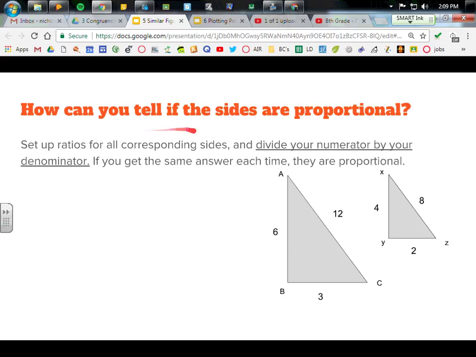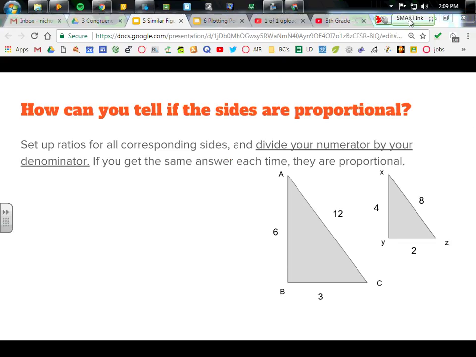So how can you tell if two figures are similar, or if their sides are proportional? First of all, you have to be able to identify corresponding sides, which is what I talked about in my last video. Then you have to set up ratios for all the corresponding sides in your figures. So let's do that first.